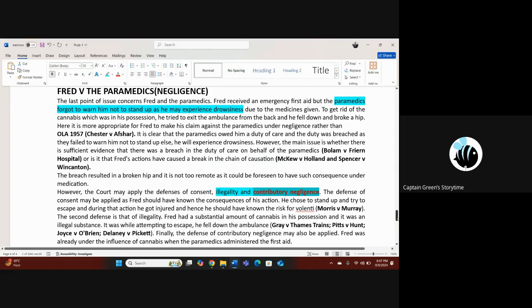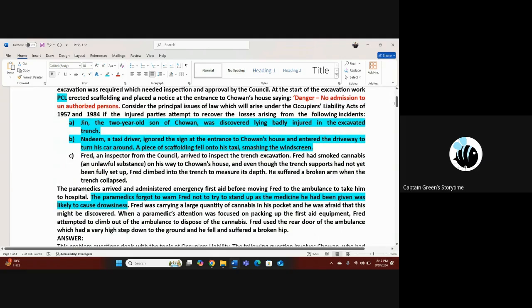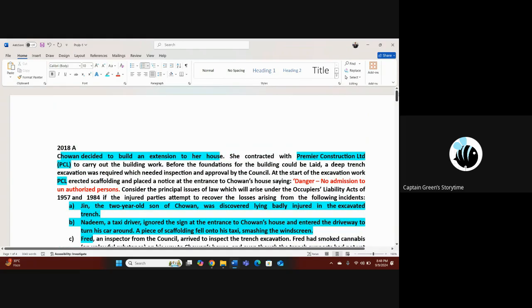This was the problem question, and it's a very easy problem which deals with four situations. In the first situation we dealt with Jin, in the second situation we dealt with Nadeem, and the third was about Fred, who was an inspector and got a broken arm. Then the paramedics, due to whom there was a broken hip for Fred. This was the problem question of OLA. Mostly, what I suggest is that first of all attempt the battery problem question, then attempt the OLA problem question, just because the problem question of OLA is long and lengthy, and the problem questions of nuisance and battery are very short as compared to these.